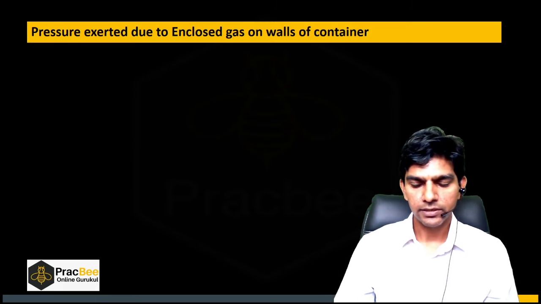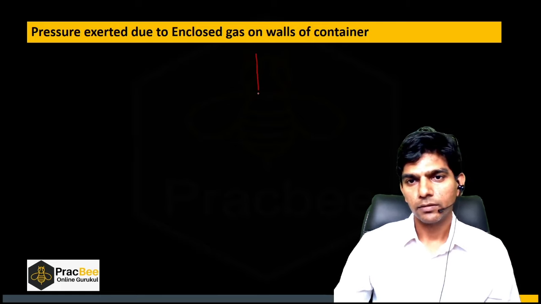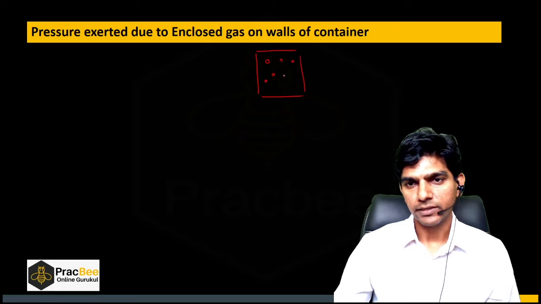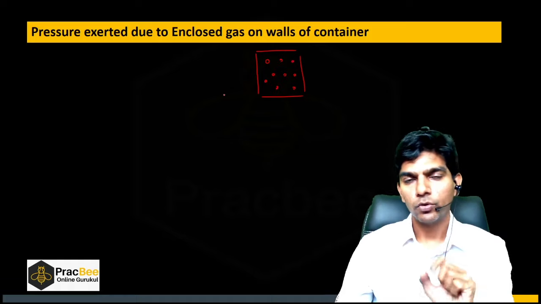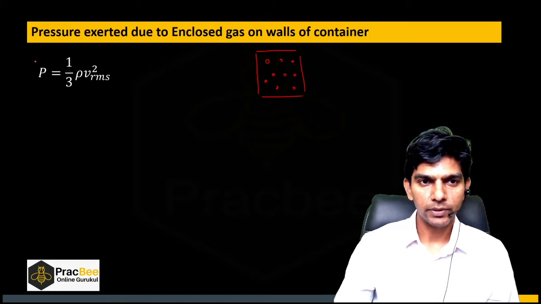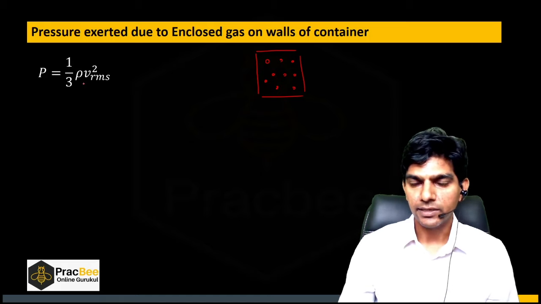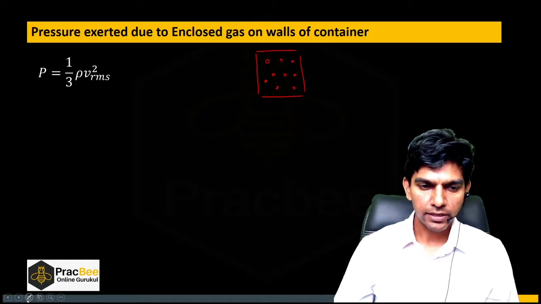Okay, right. So now let us see some important formulas. Let us see what the pressure is. Suppose there is a vessel and it encloses some gas. Now what is the pressure exerted by the molecules of this gas on the wall? That pressure will be given by this formula, where rho is the density of the gas and Vrms is the RMS speed.